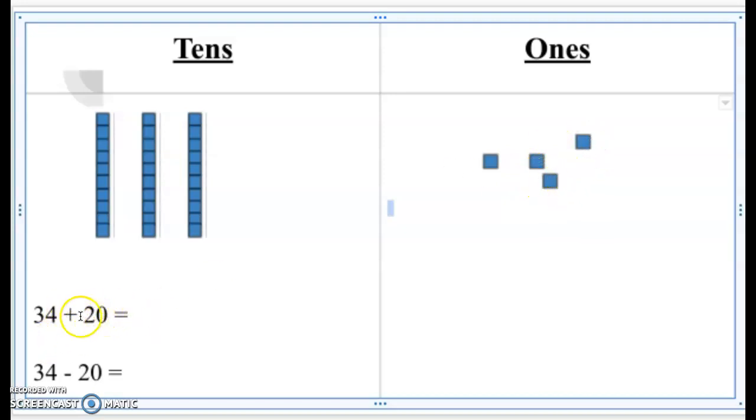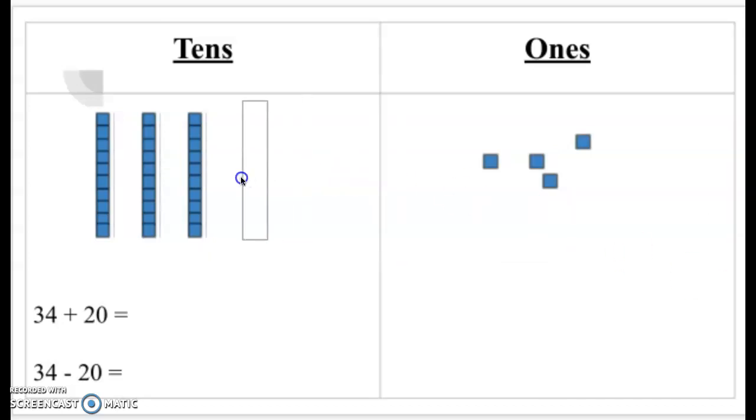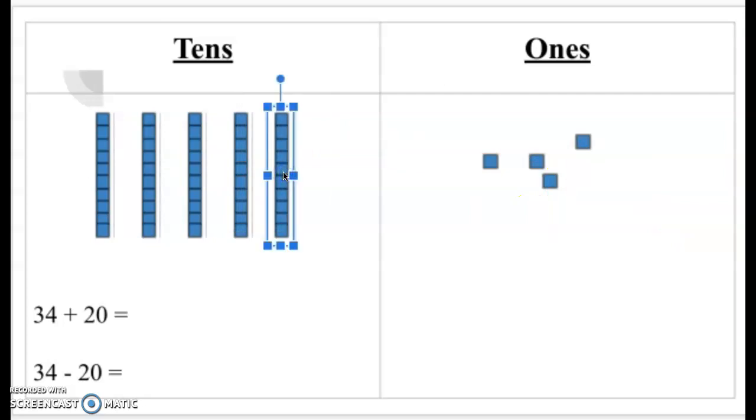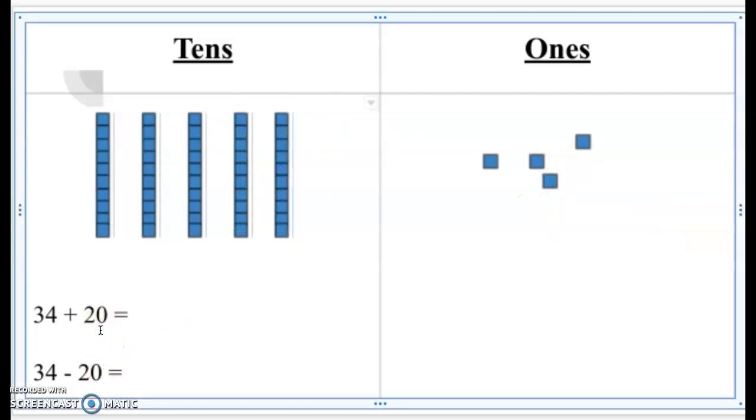And now we're going to solve for 20. We see for 20, 2 is in the tens column, so we'll need 2 more 10 blocks. So it would be 1, 2. And for 20, 0 is in the ones column, so we don't need any more 1 blocks. If we were to add all these together, it would be 10, 20, 30, 40, 50, plus 1, 2, 3, 4. We would get 5 tens and 4 ones. 54.